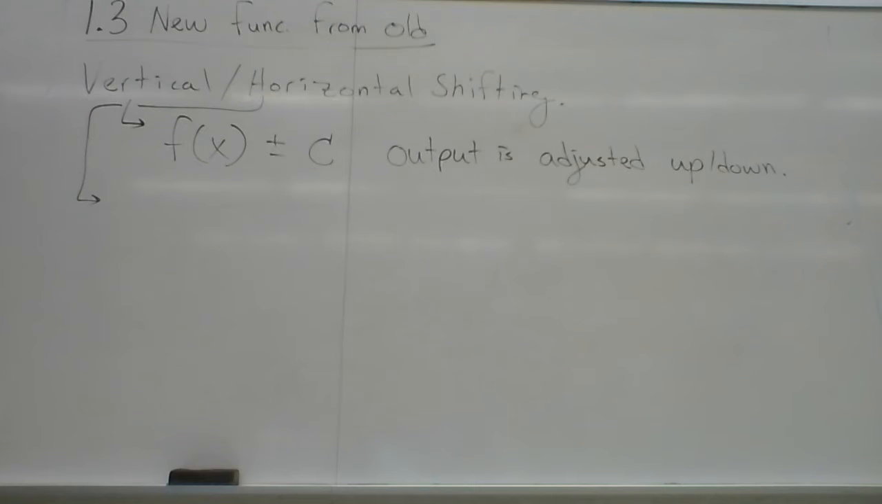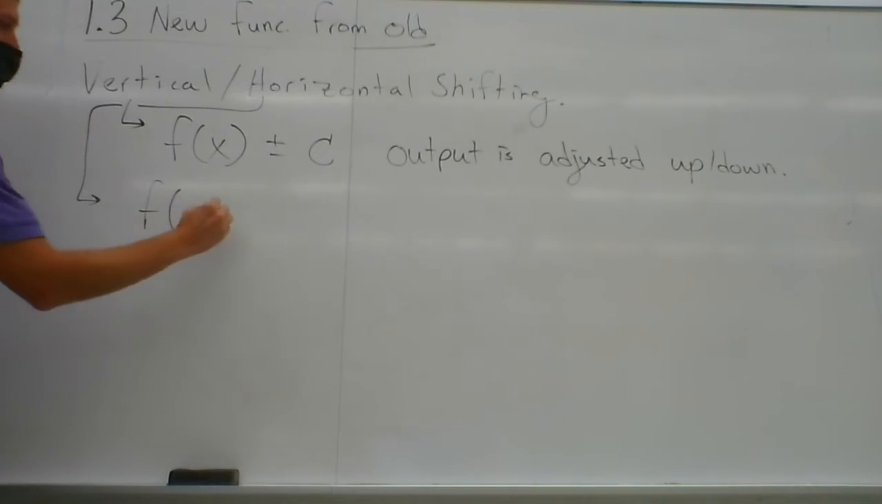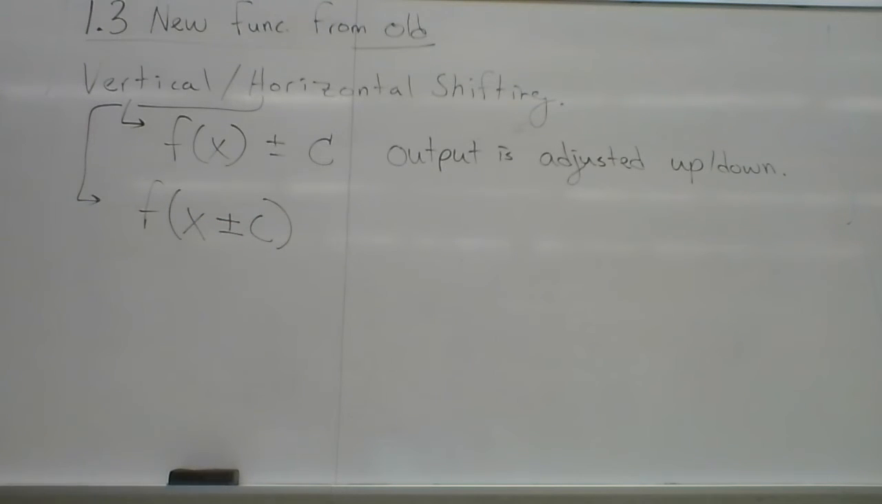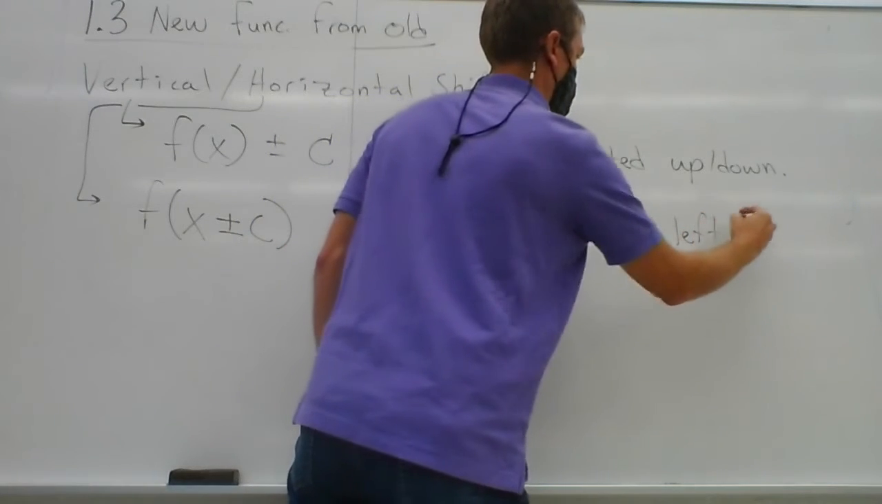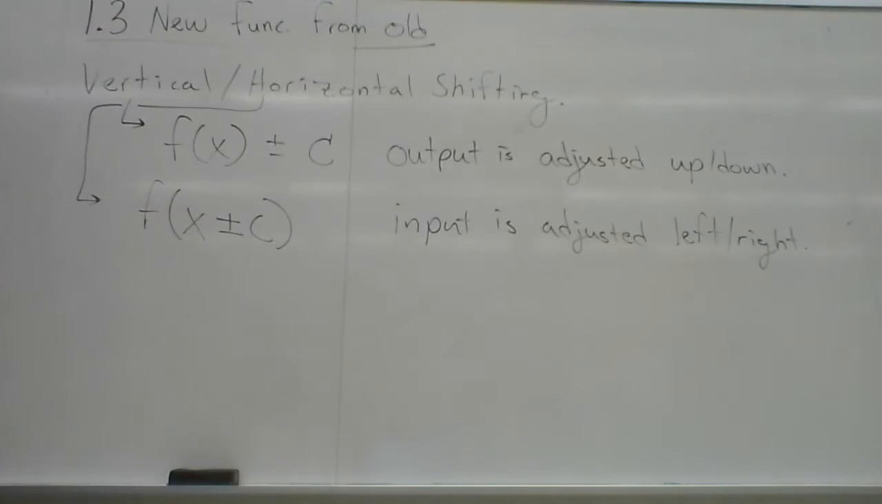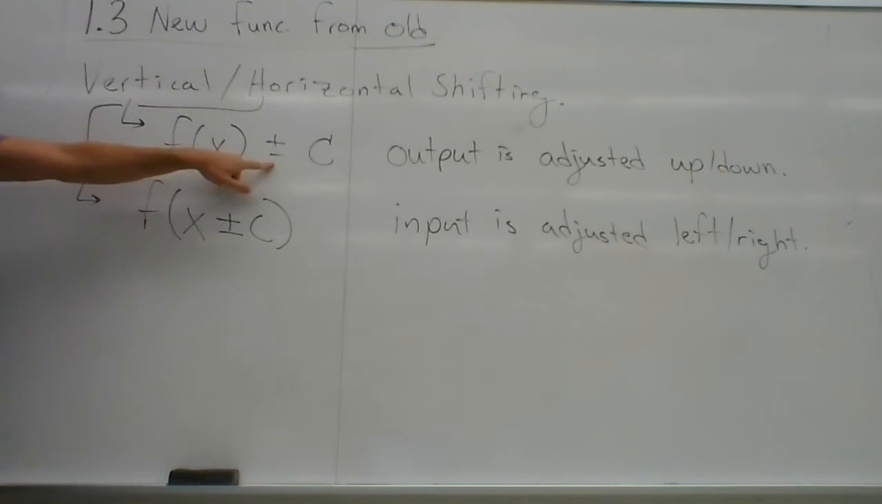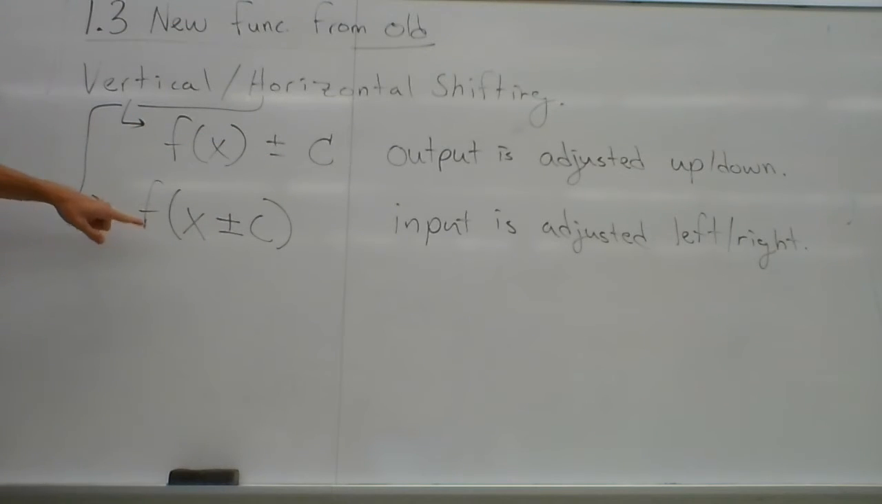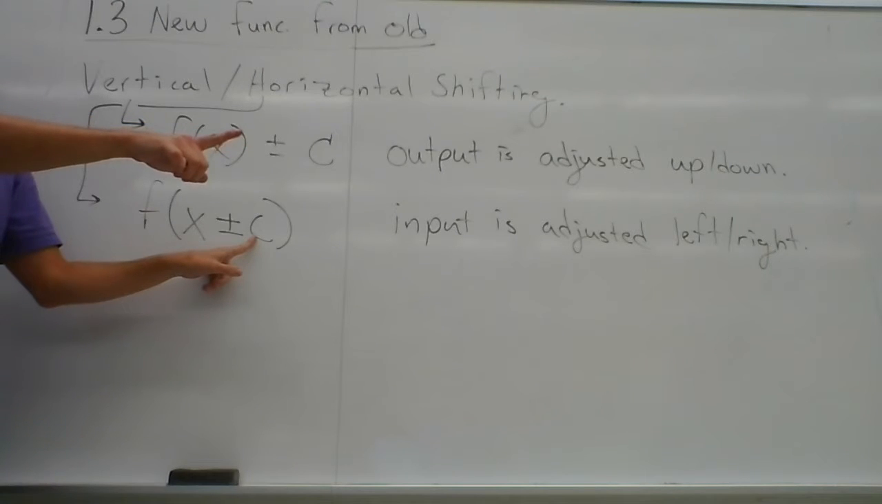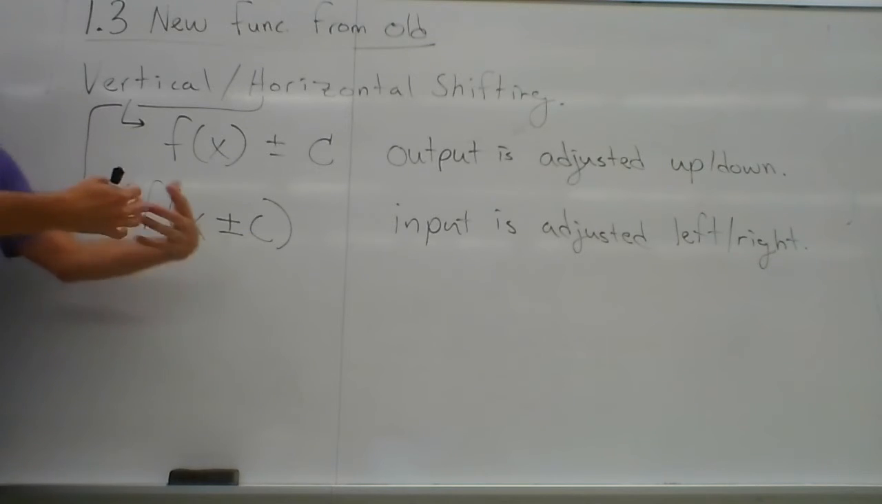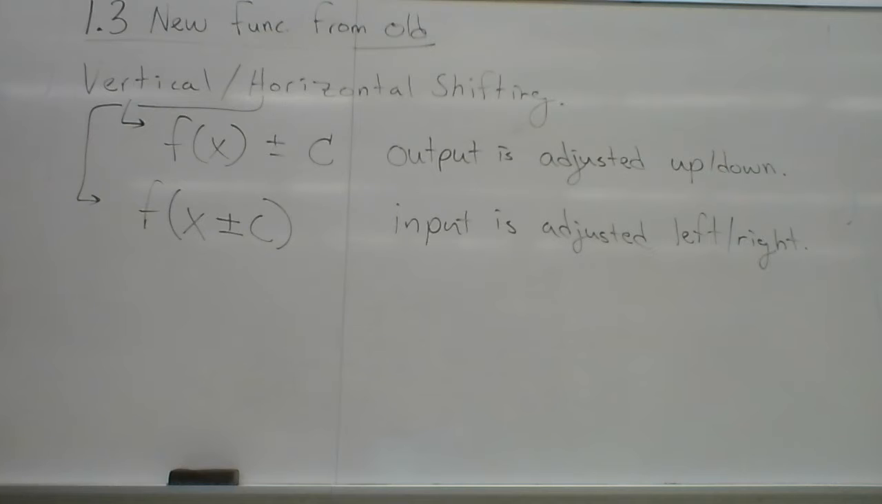Horizontal shifting is done in a slightly different way. Instead of adjusting the output of our function, we first adjust the input. And this one is always the one that gets students, if they haven't seen this before. With vertical shifting, adding a positive number raises it up, and subtracting a positive number brings it down. Here, things are opposite from what you would expect. If you add a positive number, it makes you think you're going to move the graph right, but in reality, it moves it left. If you subtract a positive number, you think you're moving things to the left, but that's not what happens to the graph. It moves to the right.